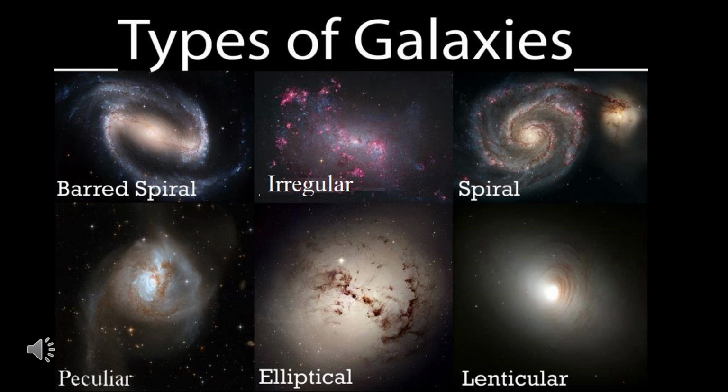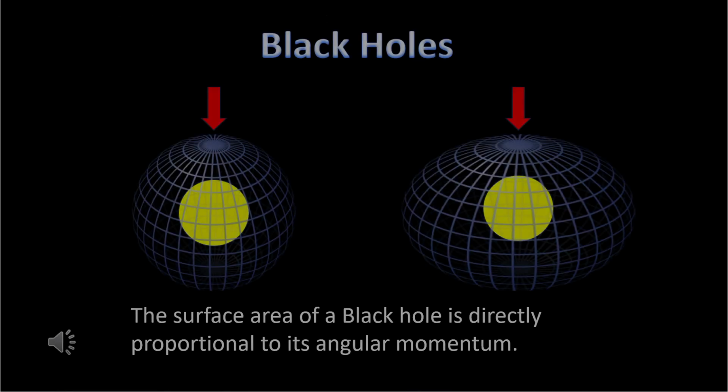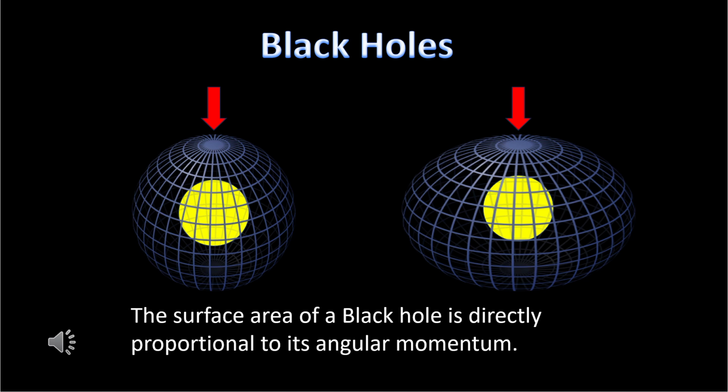But not all galaxies are circular disks. Galaxies come in all shapes and sizes, so let's use some other examples and see how these work for calculating the force of gravity, orbital velocity, and mass of galaxies in our universe. Let's start with black holes.